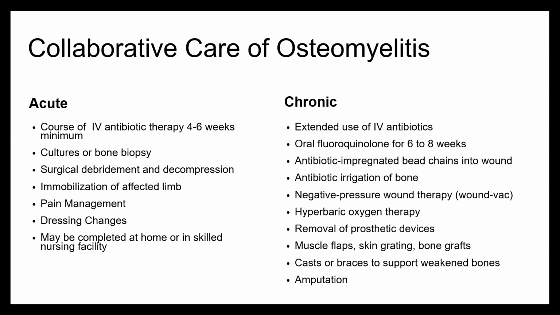If the infection developed as a result of a hip or knee replacement, for example, it might be necessary even in the patient with chronic osteomyelitis to actually have the prosthetic device removed. This can also require muscle flap, skin grafting, and even bone grafting to be done in order to heal the affected area. Casts or braces may be necessary to support the weakened bones. Whether it's an acute or a chronic patient, some of their care can be completed at home or in a skilled nursing facility. They won't necessarily remain an inpatient for the entire duration of their treatment.